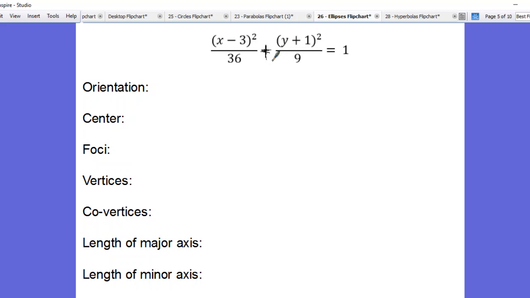All right. Now, we look at the orientation. First, we look at the orientation, and we ask ourselves, what denominator is larger, the 36 or the 9? 36, and is 36 under the x term or the y term? An x term, and does x indicate horizontal or vertical? Horizontal. So our orientation is a horizontal ellipse.